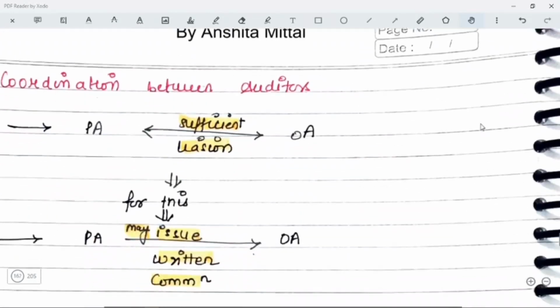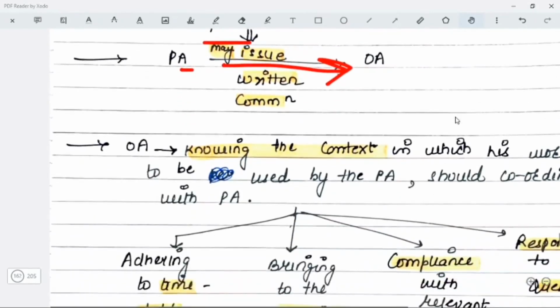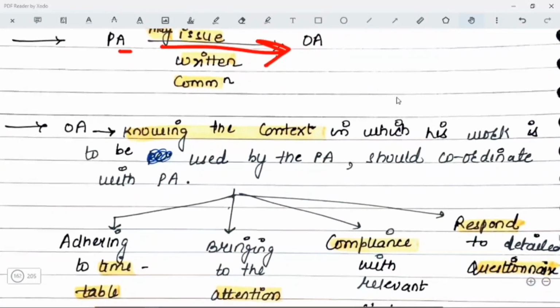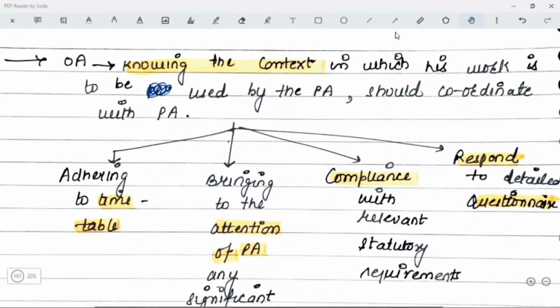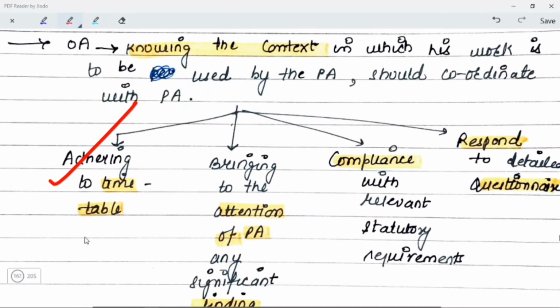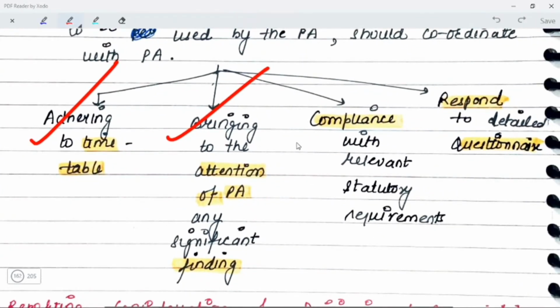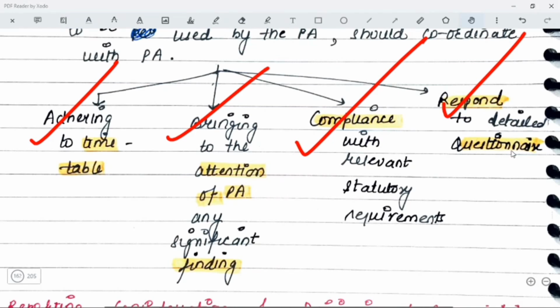Coordination between the auditors. The principal auditor and the other auditor should have sufficient liaison among themselves. For this, the principal auditor may issue a written communication to the other auditor. The other auditor, knowing the context in which his work is going to be used by the principal auditor, should coordinate with the principal auditor, adhering to the timetable provided by the principal auditor, bringing to the attention of the principal auditor any significant finding. Third is compliance with the relevant statutory requirements, and fourth is he should respond to the detailed questionnaire.